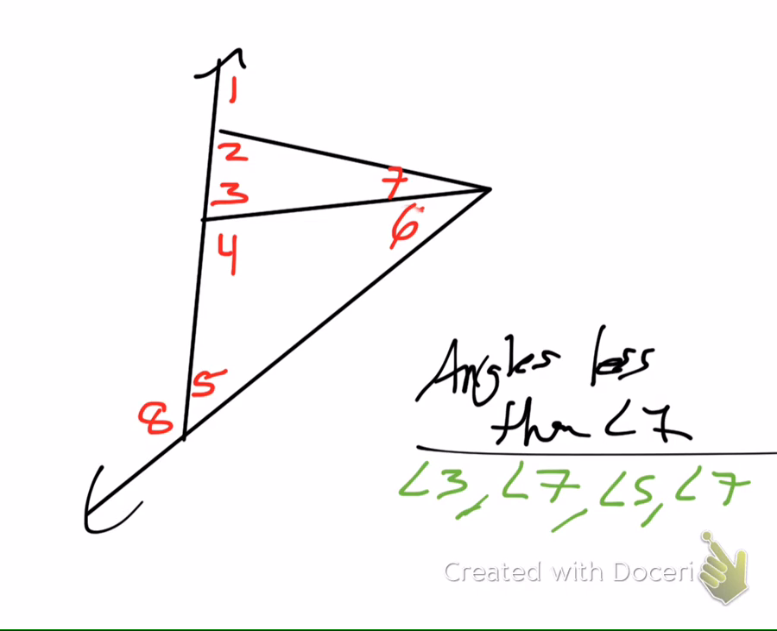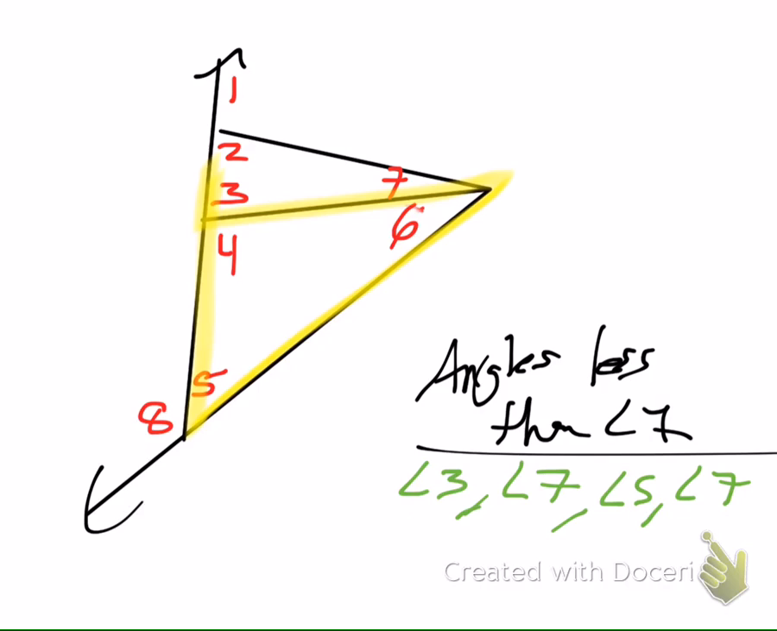Another way I could do it, well, if I look at this triangle, 3's the exterior angle. What are the two remote interior angles here? If 3's the exterior, 6 and 5, right? So I know 3's bigger than 6 and 5. And if I already know 1's bigger than 3, 1's got to be larger than 6 and 5. And I already had 5 in my list. So just by using that same theorem, I can say angle 1 is bigger than all of these angles without knowing any of the degrees. Okay?